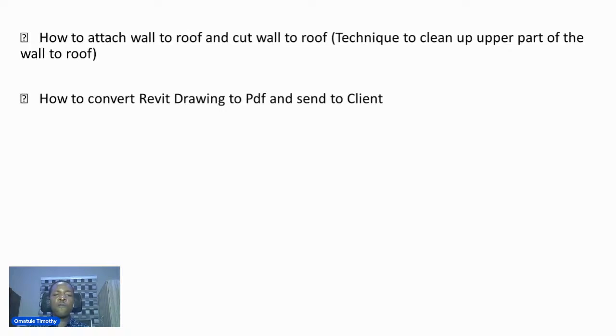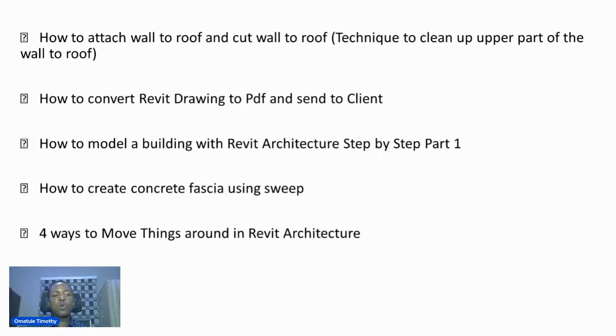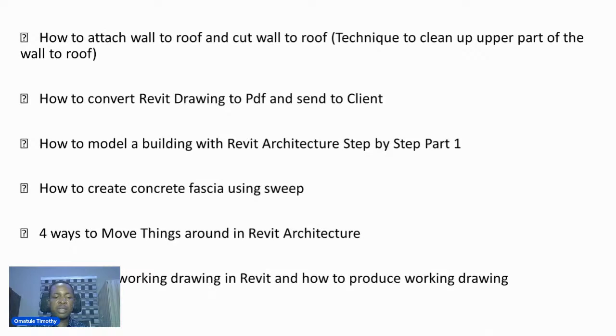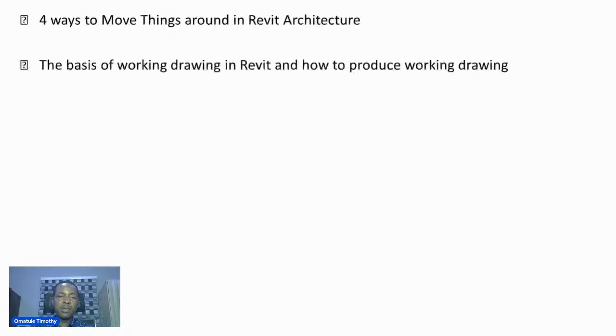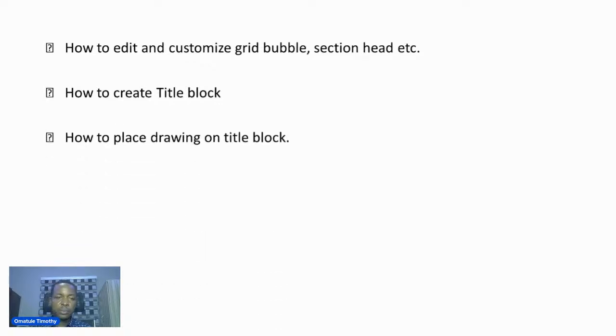You learn how to convert a Revit drawing to PDF and send it to your clients. You learn how to model a building with Revit Architecture step by step. You learn how to create concrete fascia. You learn how to move things around in Revit, four ways you can move things around in Revit. You learn how to produce working drawings in Revit. You learn how to edit and customize grid bubbles and section heads. You learn how to create title blocks. You learn how to place drawings on a title block.